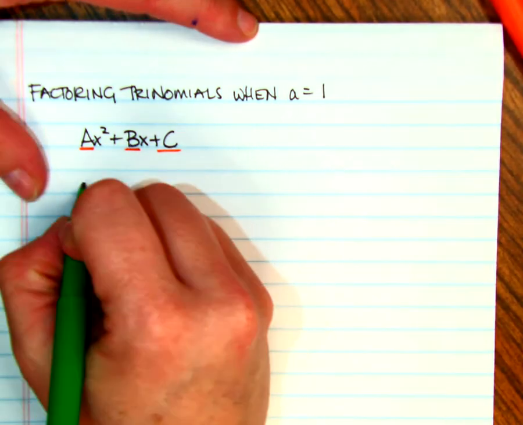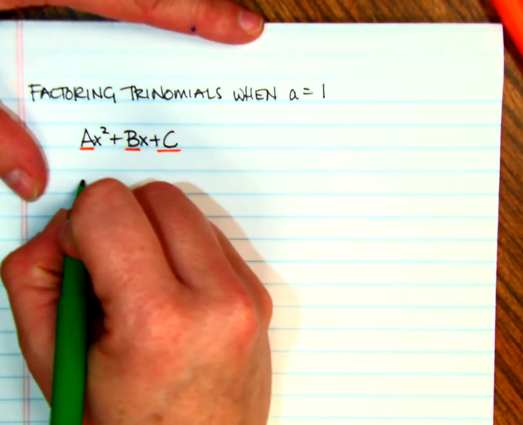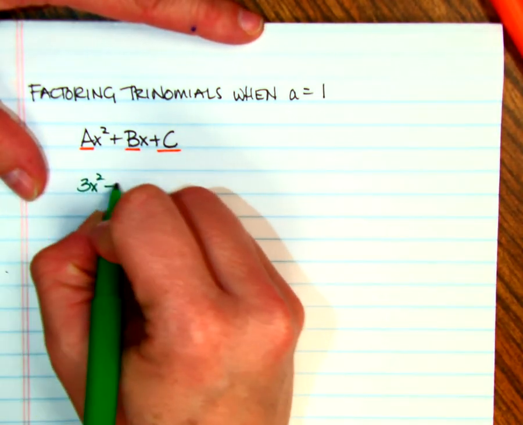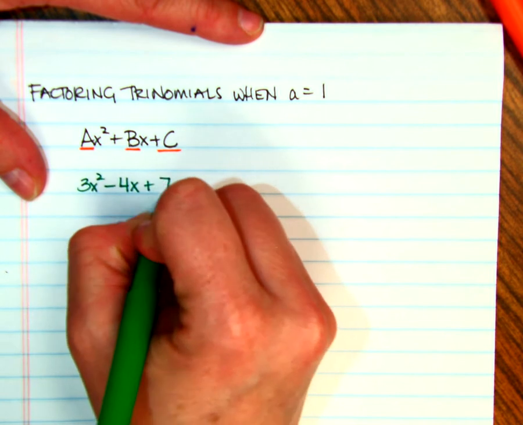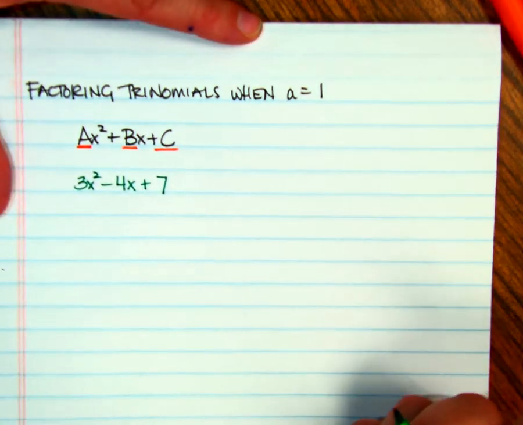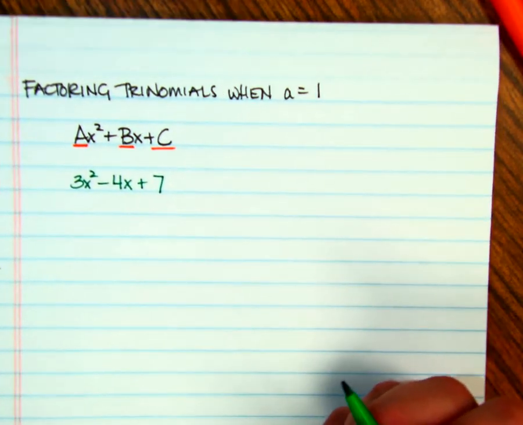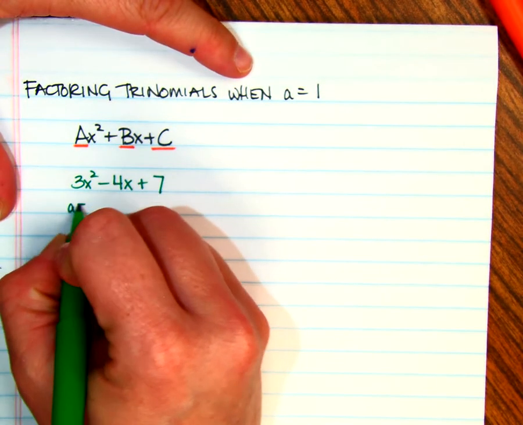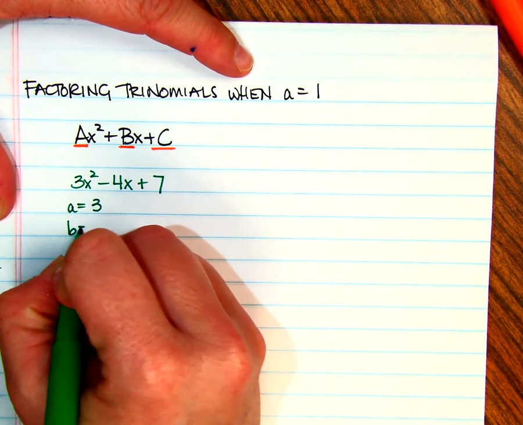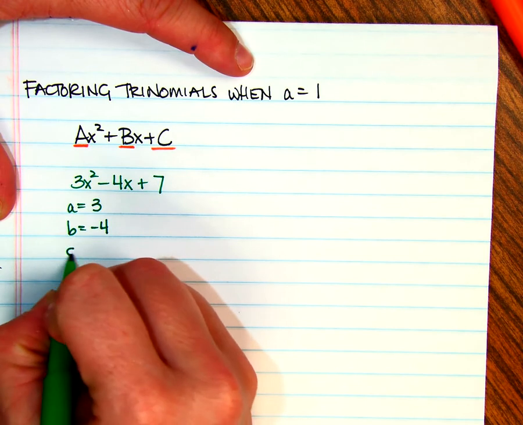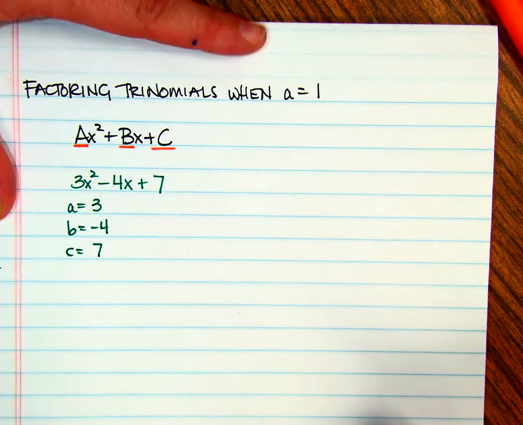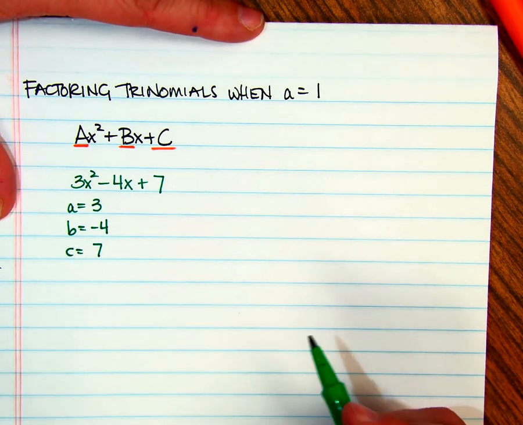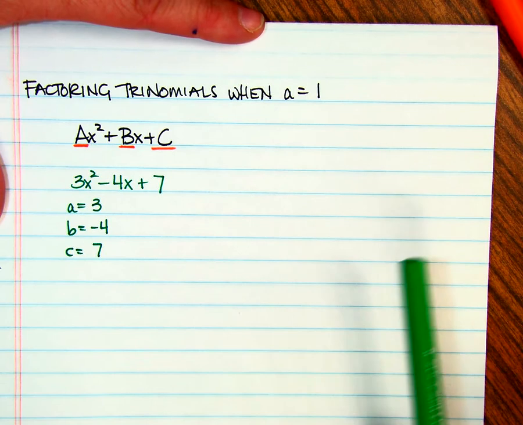So if I give you 3x squared minus 4x plus 7, you are going to need to recognize that a is 3, b is -4, and c equals 7. Okay, now we are not there yet, but you need to be able to recognize that.